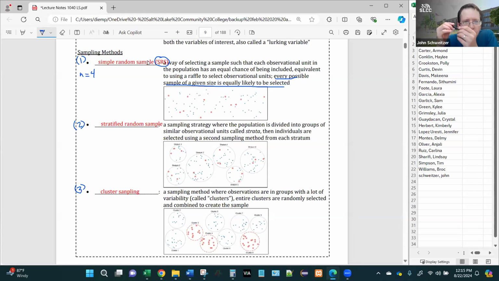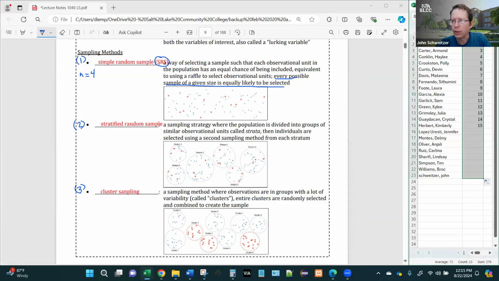So I've got a list and everybody has a number. Notice we have numbers over here. I might have to change this list a little bit. So let me go ahead and assign numbers over here. And so what am I going to do? Well, I've got to choose 4 people. So how do we do that?